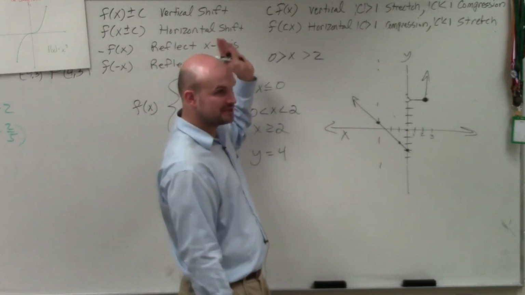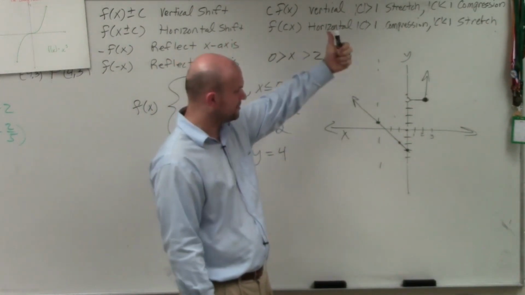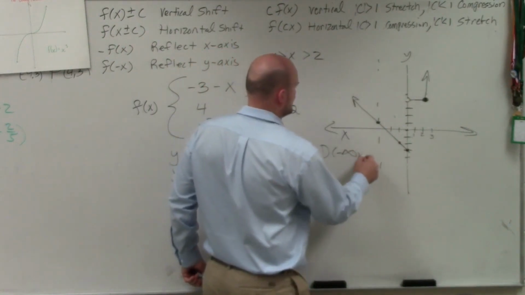Now let's go and look at the domain. Does the graph continue to the left? Yes. Does the graph continue to the right? Yes. The domain is all real numbers. So domain, we can say negative infinity to infinity.